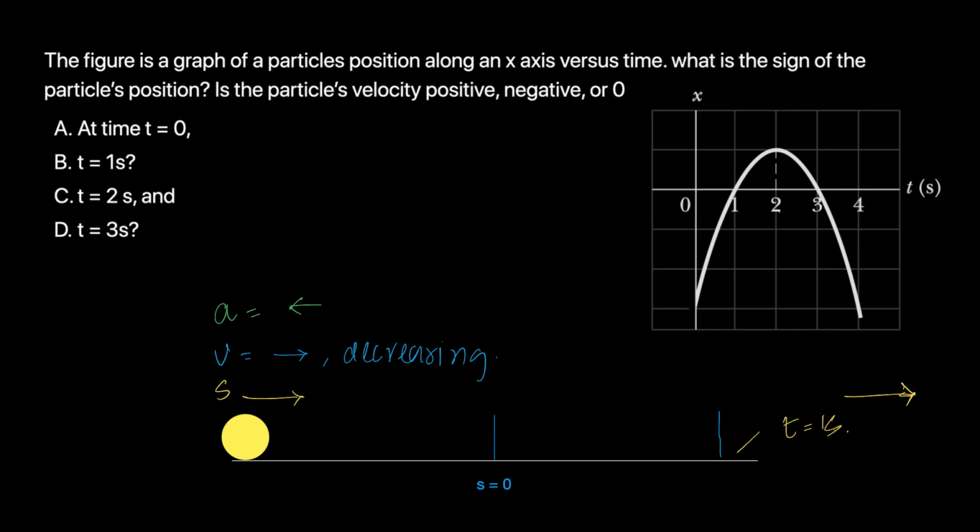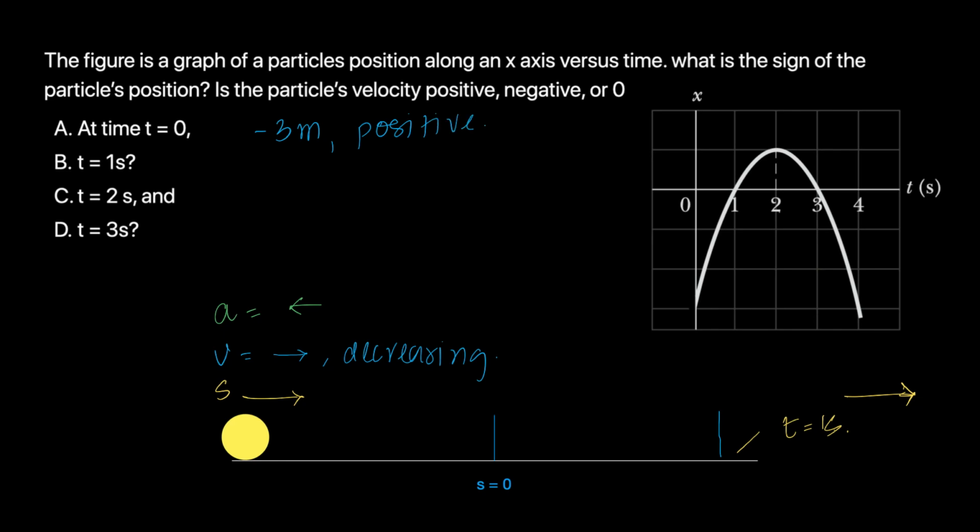All right. So at time equals 0, what is the particle's position? Let's answer the particle's position for each part. It's not numbered, so we'll assume each height is 1, so that's -1, -2, -3. So for A, the particle's position is -3 meters. Is the particle's velocity positive, negative, or 0? The velocity is positive but decreasing. So it's positive.